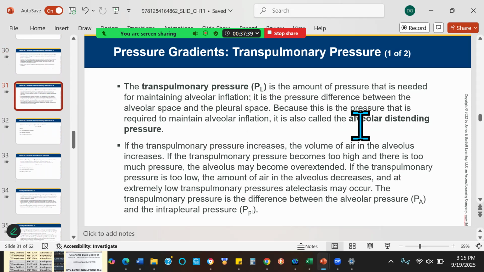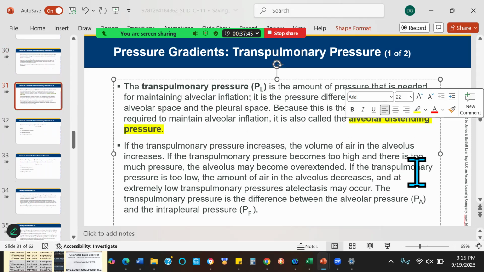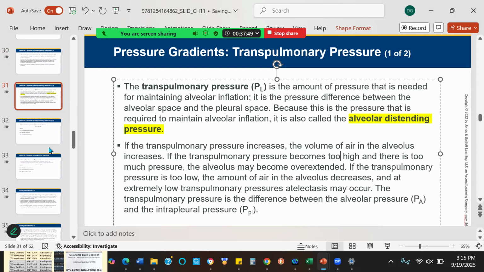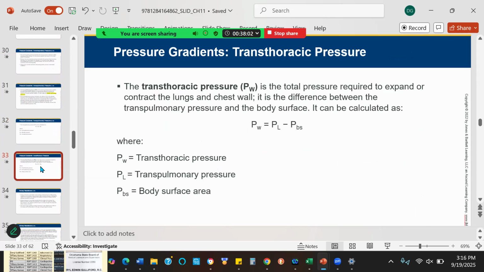Transpulmonary is also called the alveolar distending pressure, and that's the pressure that actually causes alveoli to inflate. Here we go. Transpulmonary pressure can be calculated as alveolar minus intrapleural. We don't use that formula clinically either. Transthoracic pressure, pressure required to expand or contract the lungs, difference between transpulmonary and body surface.